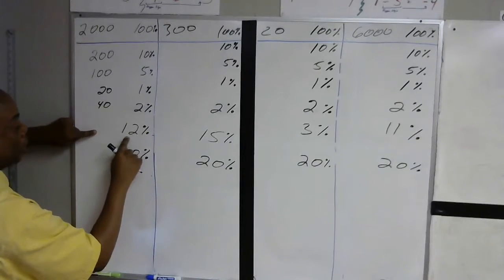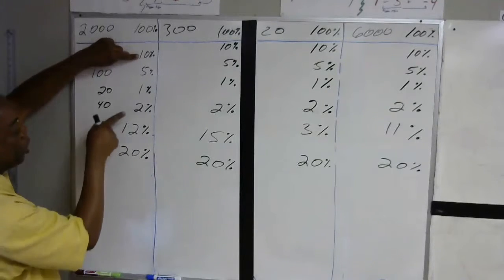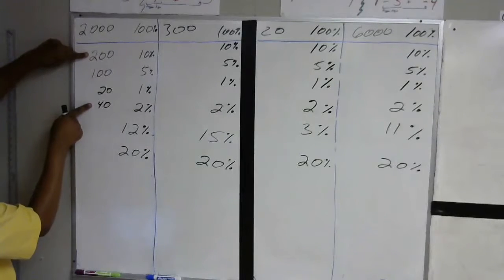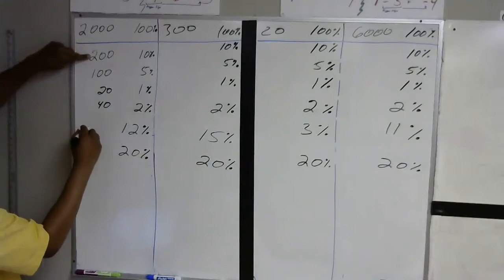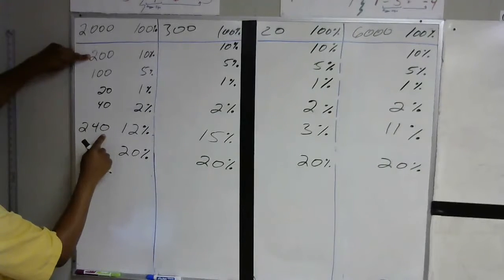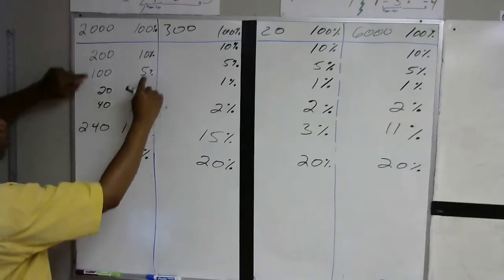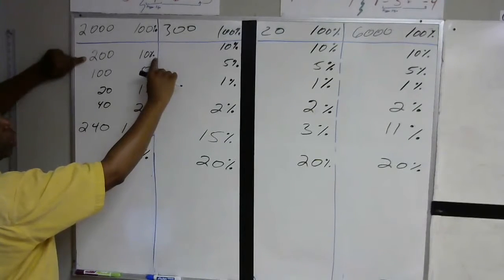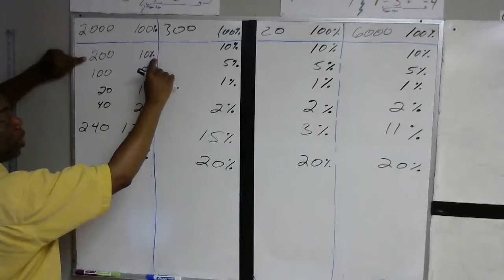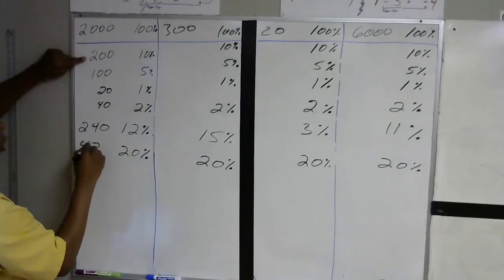Now the 12%. The 12% can be found by combining the answers from the 10% and the 2%. That'll be the 200 and the 40. So combining these two gives us 240, and that's our 12%. Next, our 20%. We can find 20% by going up to 10% and doubling it. Doubling 200 gives us 400.